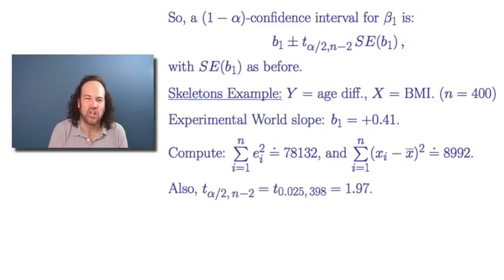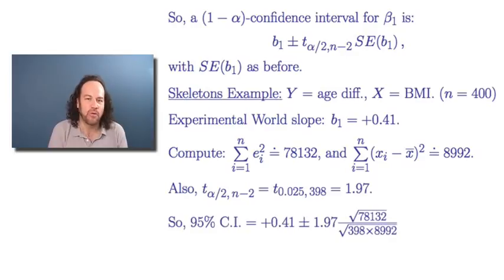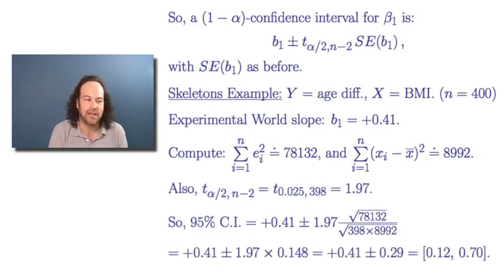And also we need that critical value for the t-distribution. Well, since it's a large number of degrees of freedom, it's probably pretty close to that usual 1.96 for the normal. And in this case, it's actually 1.97, just a little bit higher. And then we can get the confidence interval the same as before. We take the observed value, the plus 0.41, and then plus or minus that critical value, 1.97, times the square root of the sum of the ei squareds, divided by the square root of n-2 times the sum of the xi minus x bar squareds. And when you work that all out, it works out to an interval of between 0.12 and 0.70.